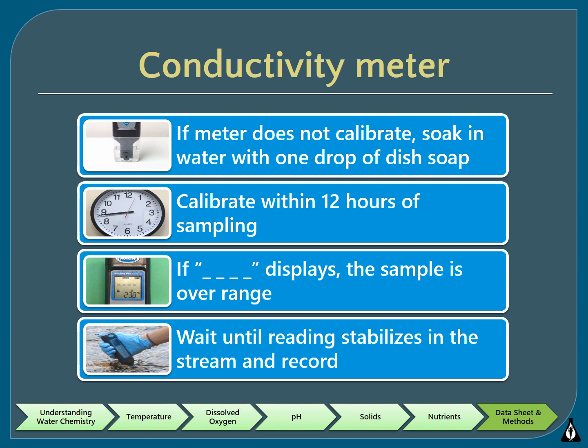A lot of times water needs to be flowing or moving through these probes in order for it to work properly. Reminder to calibrate within 12 hours of your sampling event, and if it ever displays a group of solid dashed lines, then that means that the sample is over range, and you can just write over range on the data sheet if that ever happens. And again, just like the pH probe, you're going to want to wait until the reading stabilizes while it's in the stream and record it there.